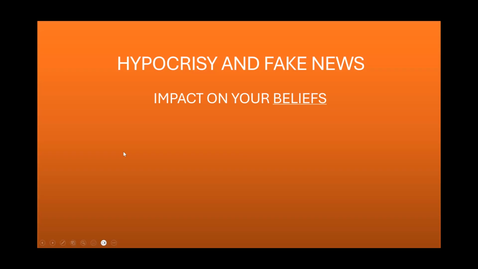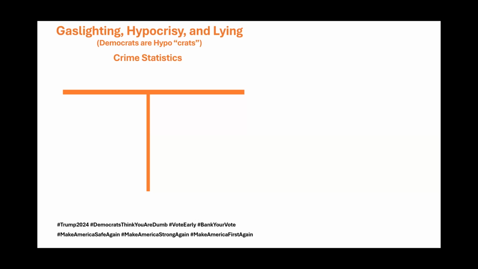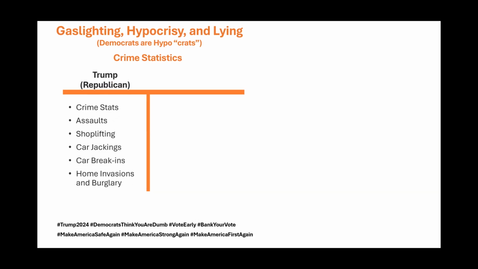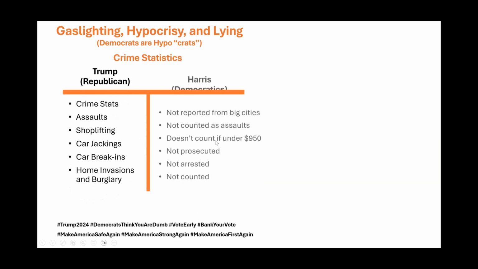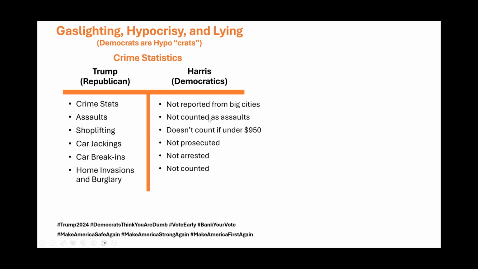Let's finish up with some hypocrisy and fake news, the impact on your beliefs. Crime statistics. The Democrats are hypocrites in a lot of situations. We're not a big fan of name calling, but that one's kind of fun. Trump and the Republicans look at crime stats and assaults and shoplifting and carjackings. On the Democratic side, many of the stats in big cities aren't even reported. They don't count assaults. If it's under $950, it doesn't count as shoplifting. People aren't prosecuted, no bail, no arrest.